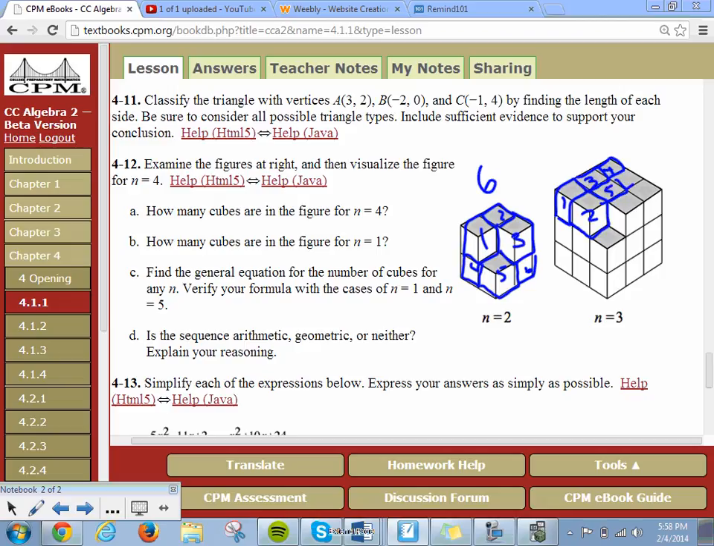Got that back cube, 3, 4, 5, 6. This is number 7, number 8, 9, 10, 11, 12, 13. This is all 1, 14, 15, 16, 17, 18. Wonderful.